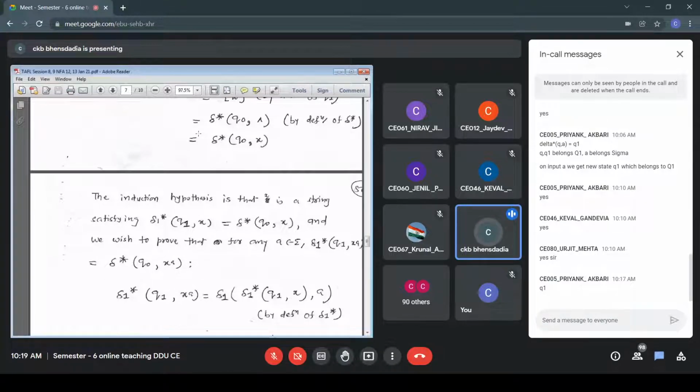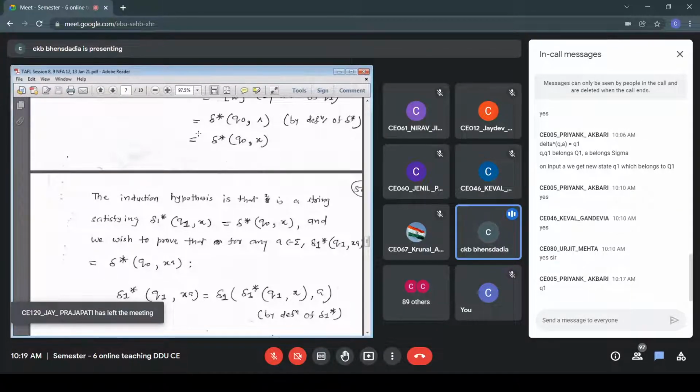In the case of DFA, delta 1 star Q1 XA is delta 1 of delta 1 star Q1 X, comma A, and that is also obvious. That is there in the definition also. What is that? From Q1, after processing XA, tell me the state. That is the meaning of delta 1 star Q1 XA. Starting from Q1 state, after processing XA, which state can I reach?